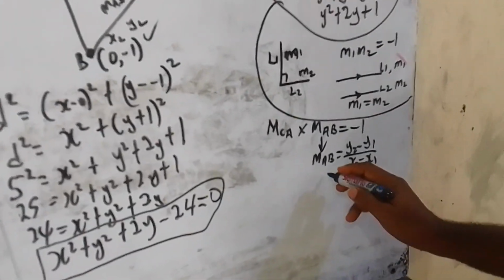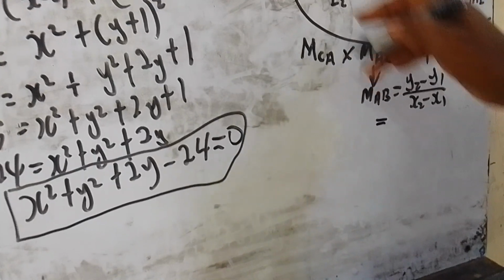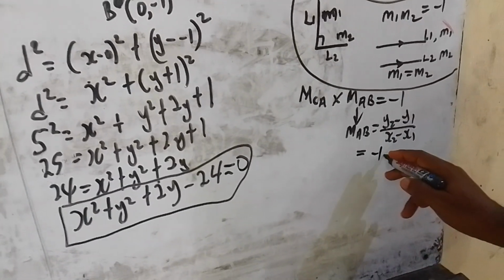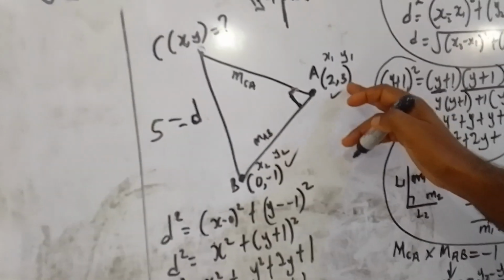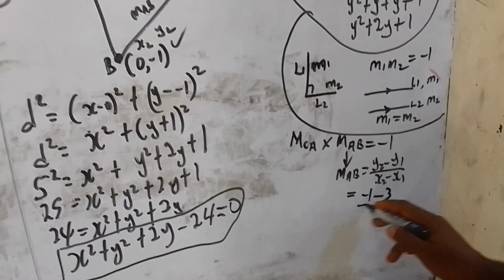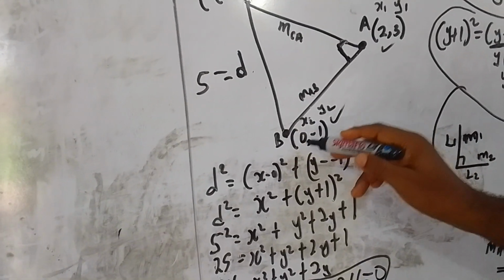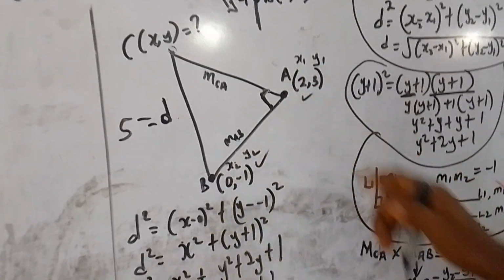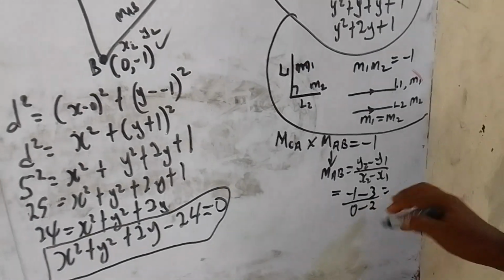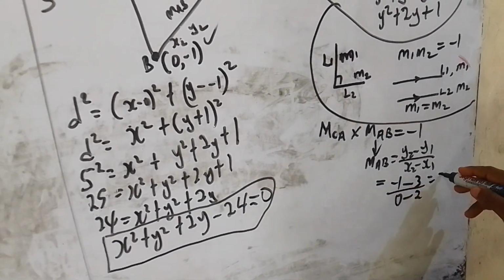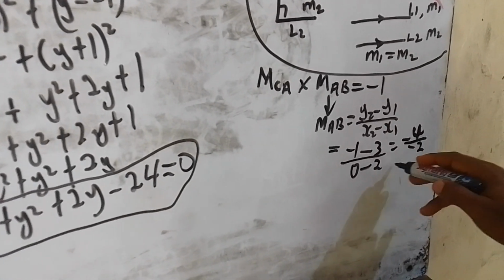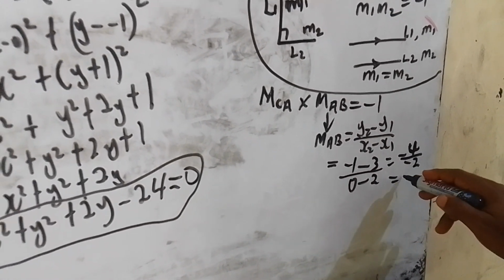So what am I having now? MAB will now be, for y2, I have -1 there. I put -1. Then minus, for y1, I have 3, divided by, for x2, I have 0, then minus, for x1, I have 2. -1 minus 3 will give us -4. -4 divided by -2. So everything leads us to 2.